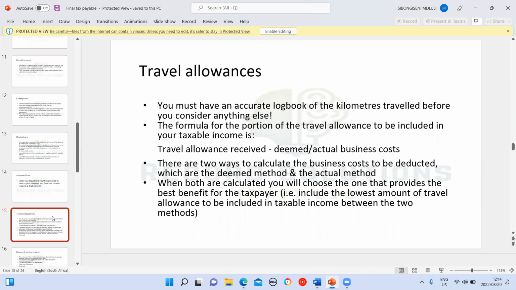So let's look at these deemed and actual business costs. There are two ways to calculate the business cost to be deducted, which are the deemed method and the actual method. When both are calculated, you'll choose the one that provides the best benefit for the taxpayer, i.e., you'll include the lowest amount of travel allowance in taxable income between the two methods. I hope that makes sense.